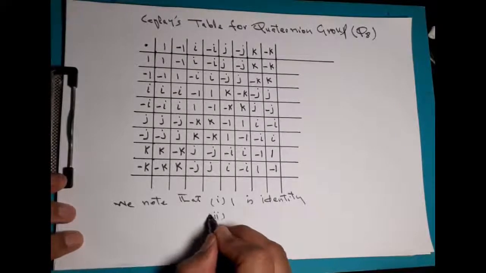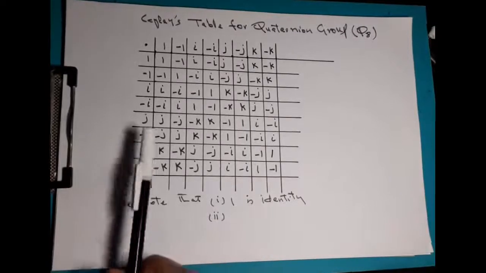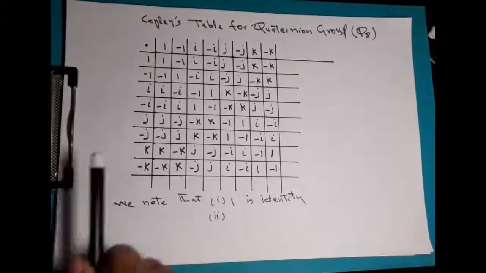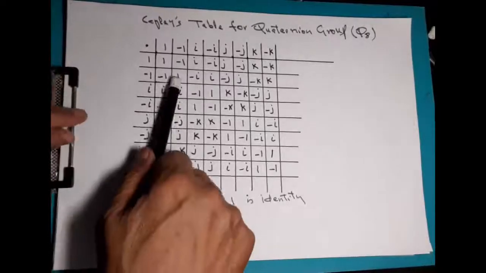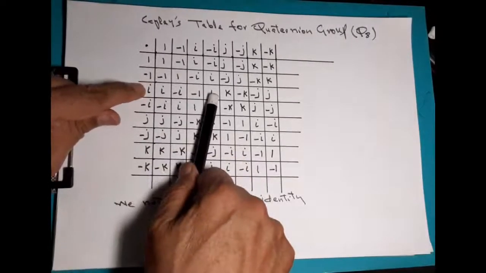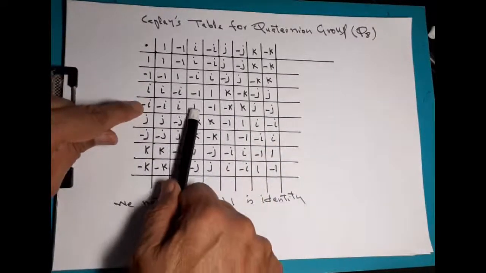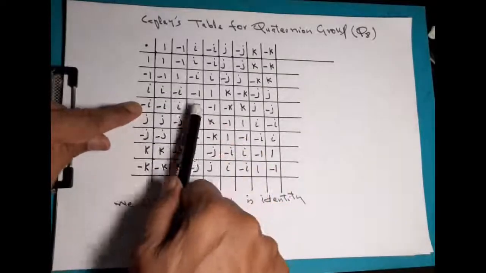Secondly, you can see the inverses. -1 is the inverse of -1. Note that it is 1. So -1 is the inverse of -1. Then it is 1. i is the inverse of -i. This is 1 here. So -i is the inverse of i.